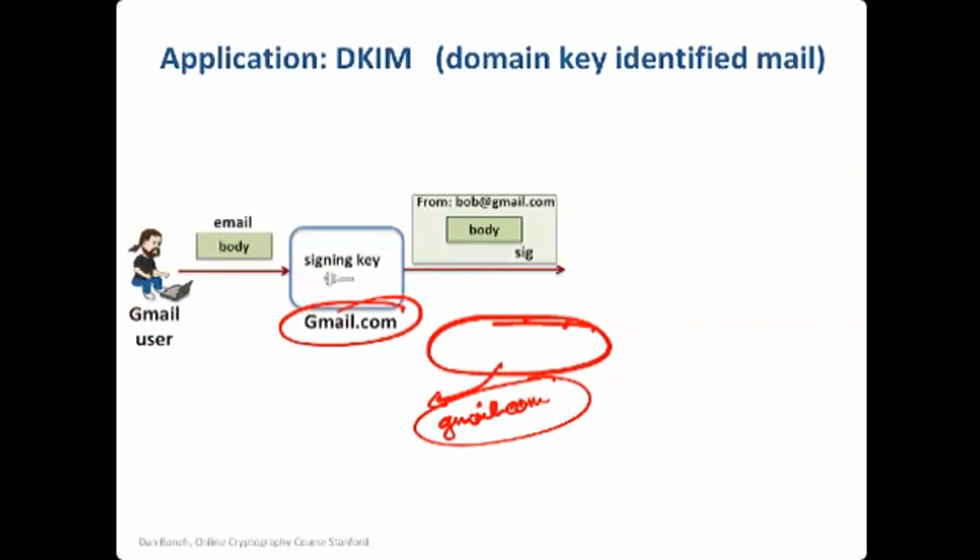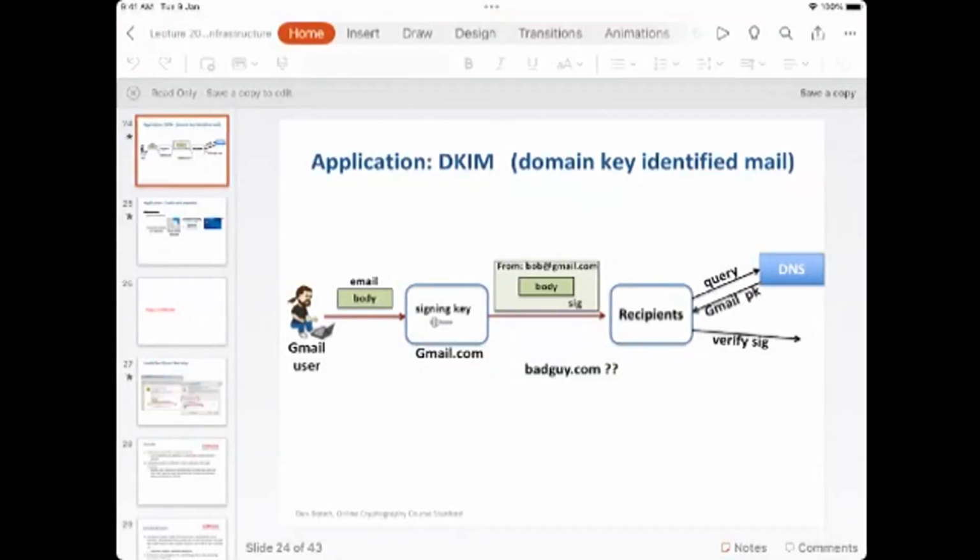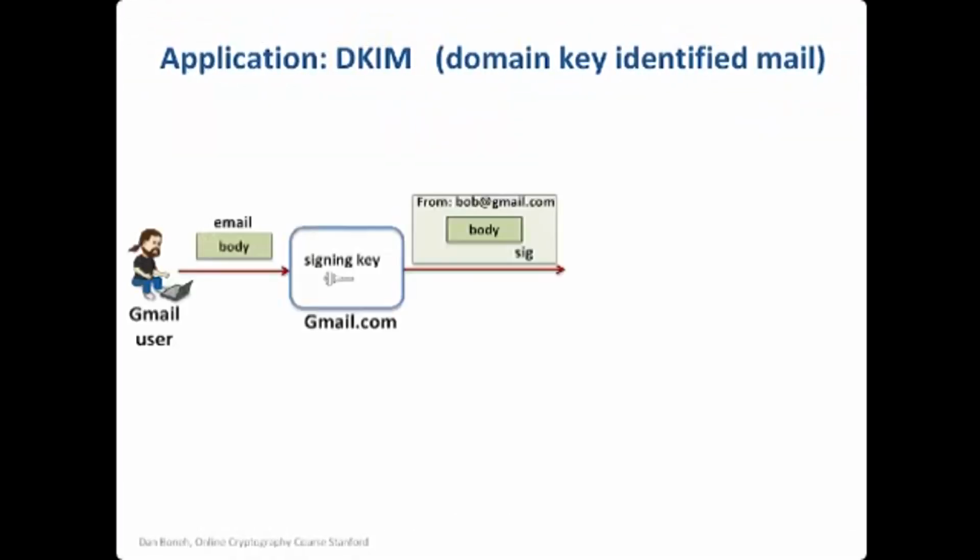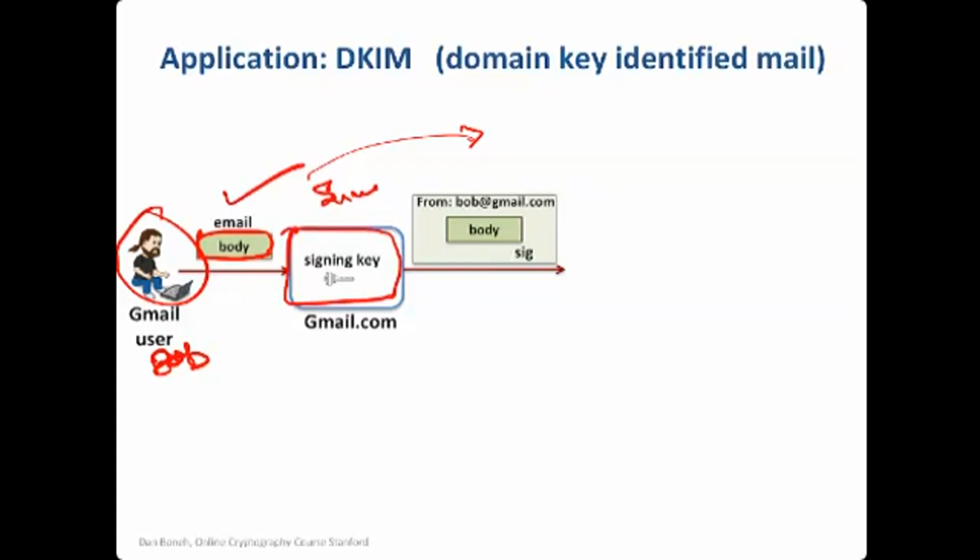Okay, so let's look at this. What's happening here? This is a Gmail user, and he sends an email. Then it goes to this gmail.com server, and then to somebody else, for example, Bob. This is Bob. So the server then signs this email with its own private key.